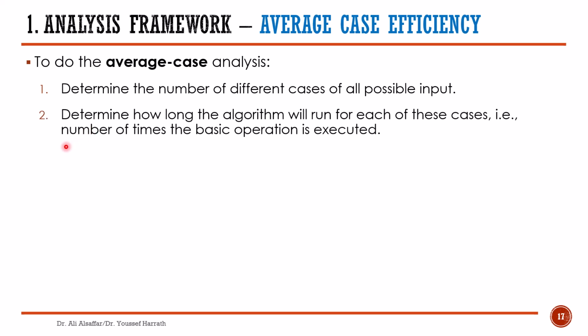The second step is to determine how long the algorithm will run for each of these cases. I mean, the number of times the basic operation is executed. The third step is to determine the probability for each case, assuming that each case is equally likely to happen. For example, if we have m cases, then each case will have a probability of 1 over m.